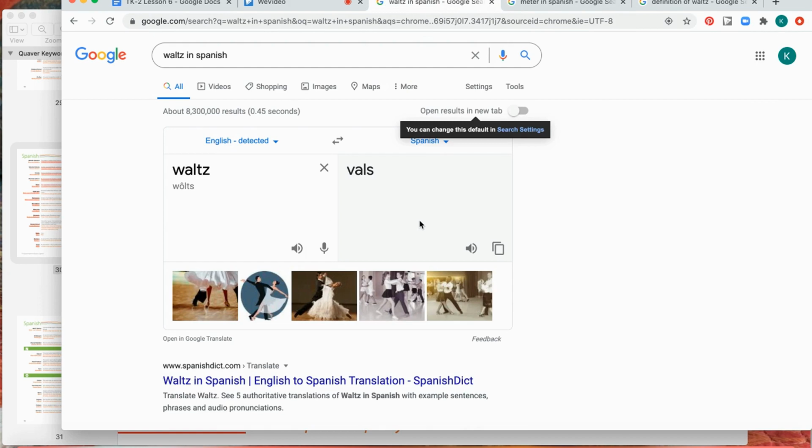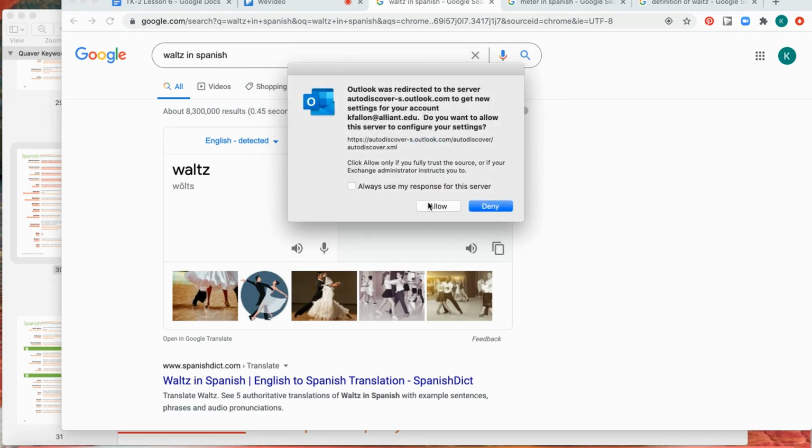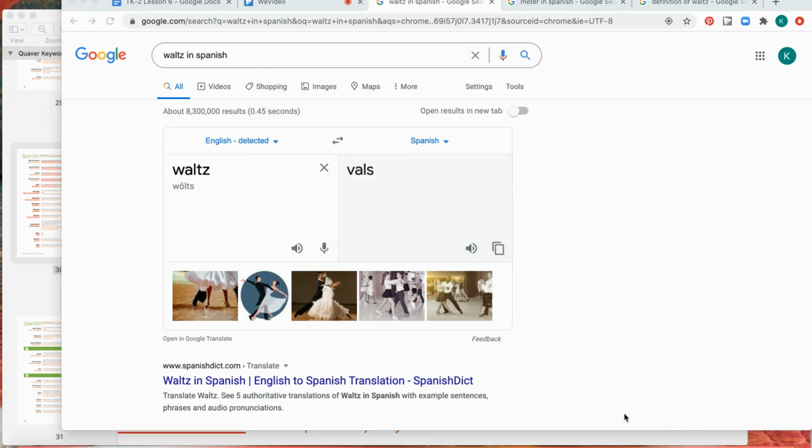So let's listen about how we pronounce waltz in English and in Spanish. Here's English. Waltz. And here's Spanish. Vals. So we'll take a moment to pause here and practice saying waltz in both English and Spanish.